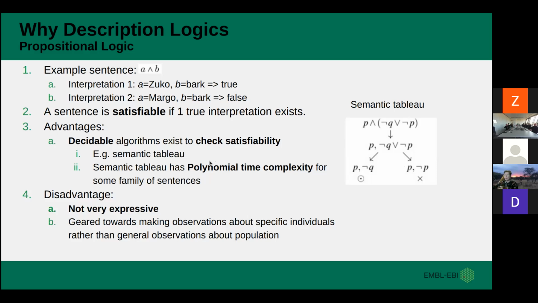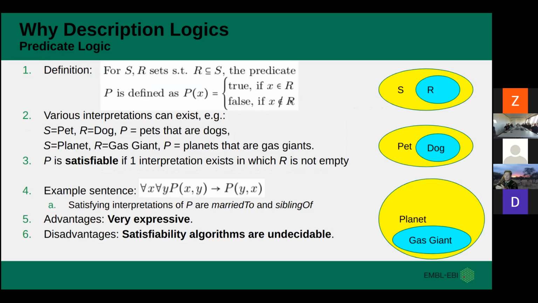So you have to talk about a specific dog called Zuko. You have to talk about a specific behavior, bark. So you can't talk of the set of dogs, for instance. And that is now where predicate logic comes in, because with predicate logic, you can now start making statements about sets of individuals.